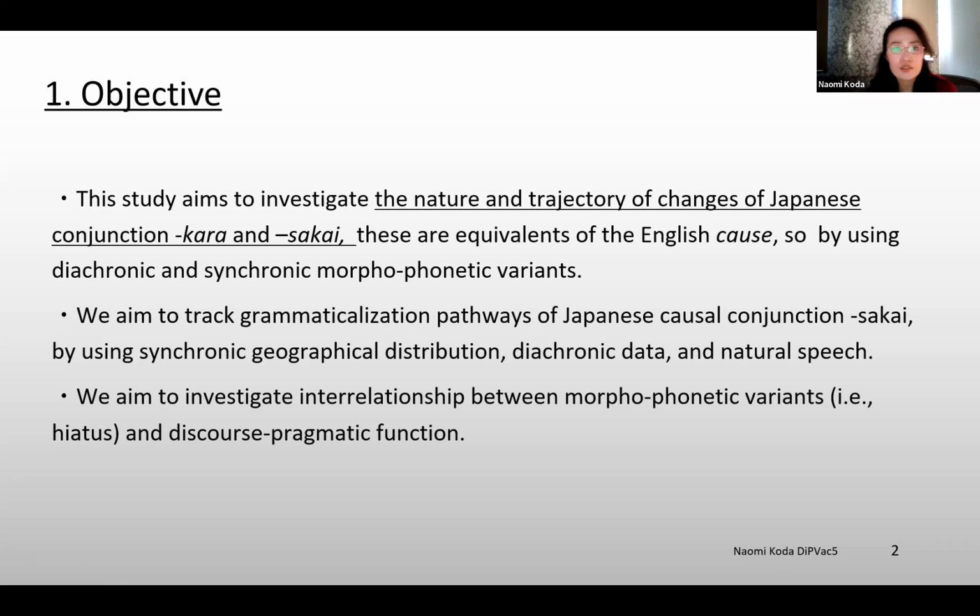We aim to track grammaticalization pathways of the Japanese causal conjunction sakai by using synchronic geographic distribution, diachronic data and natural speech. We aim to investigate the interrelationship between morpho-phonetic variants, hierarchies, and discourse-pragmatic function.